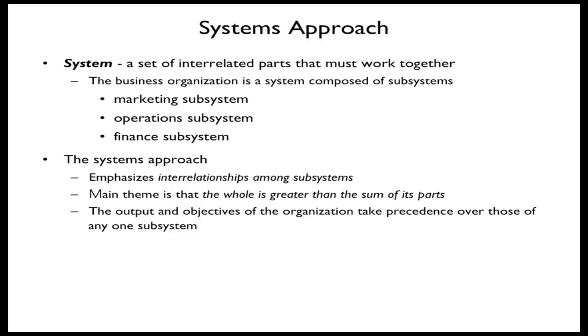Okay, let's talk about the systems approach. A system is a set of interrelated parts that must work together. So the business organization is a system composed of subsystems. You have the marketing subsystem, the operations subsystem, the finance subsystem. Those three subsystems are all working together. The systems approach emphasizes the interrelationship among the subsystems. The main thing is that the whole is greater than the sum of the parts. The output and objectives of an organization can take precedence over any one subsystem.